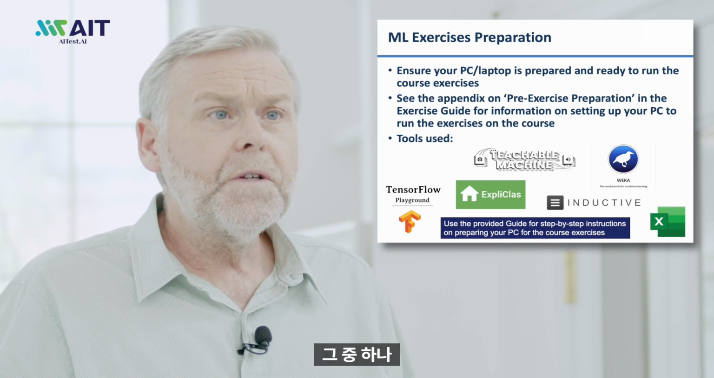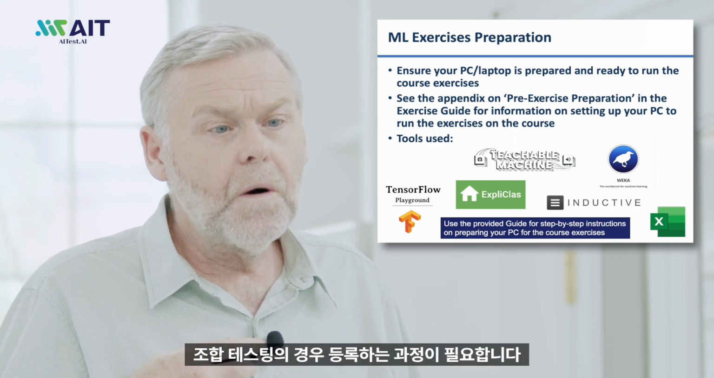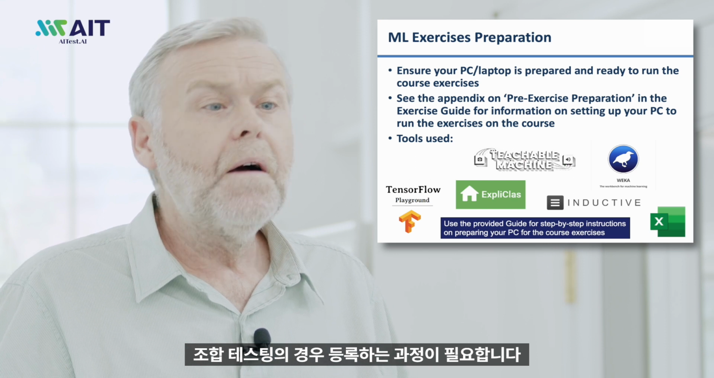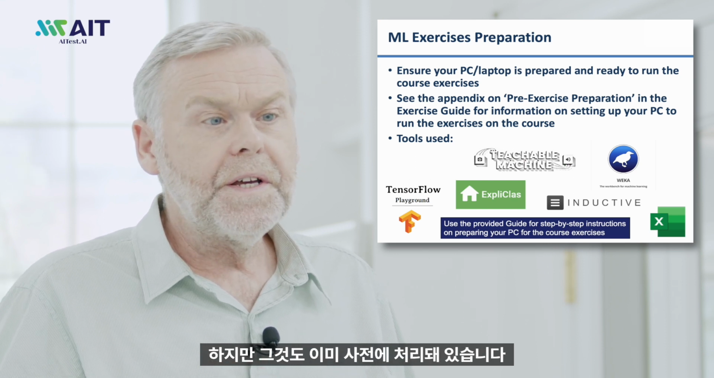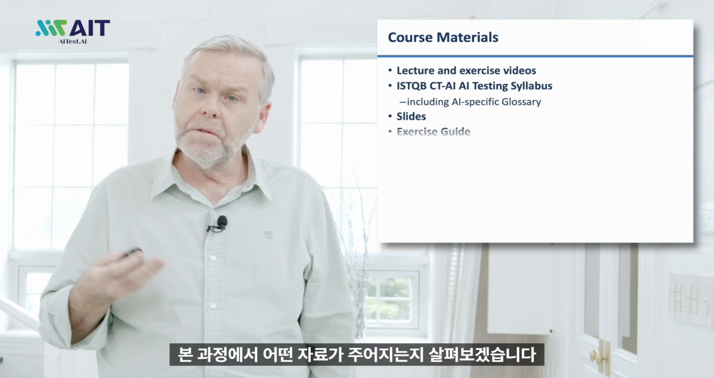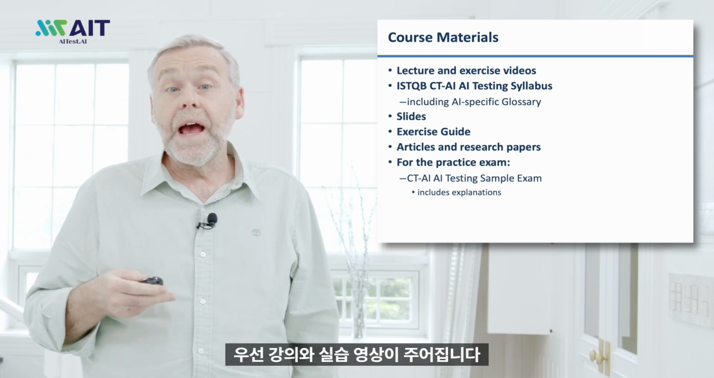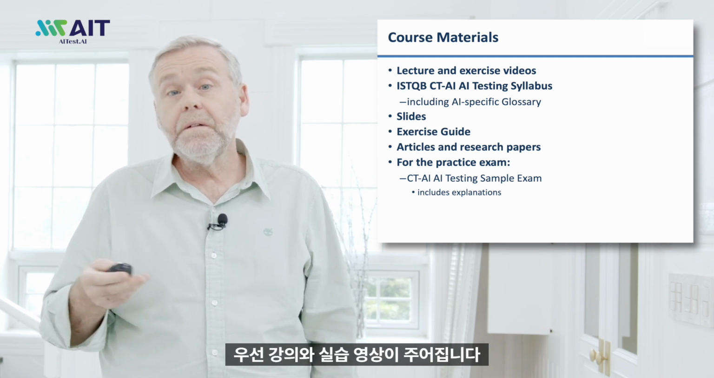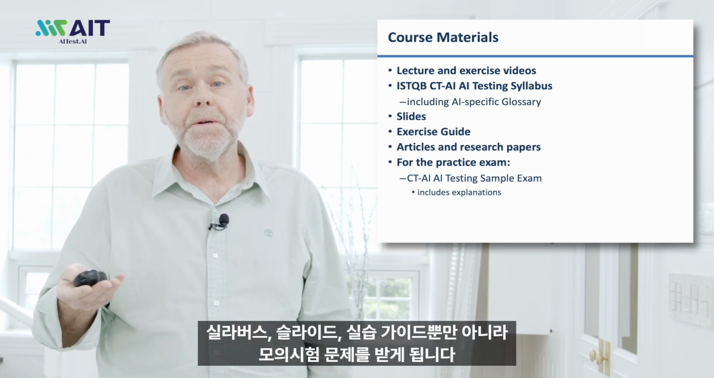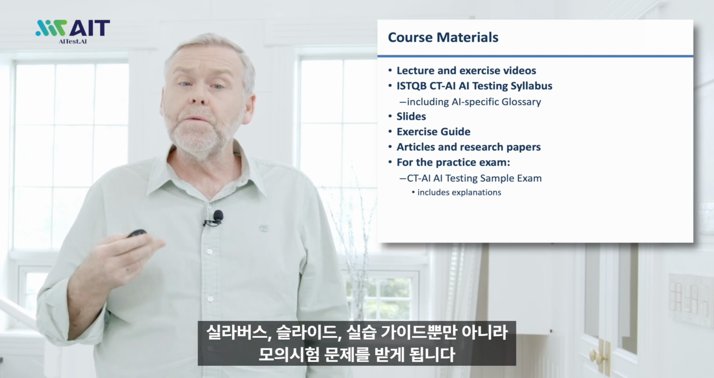For one of them you'll have to register, and that's for the combinatorial testing, but that's all been organised in advance. So what course materials do you get for this? Well, you get all the lectures and exercise videos. You'll get a handout at the beginning, this testing syllabus, the slides, the exercise guide, and you'll also get given a practice exam.